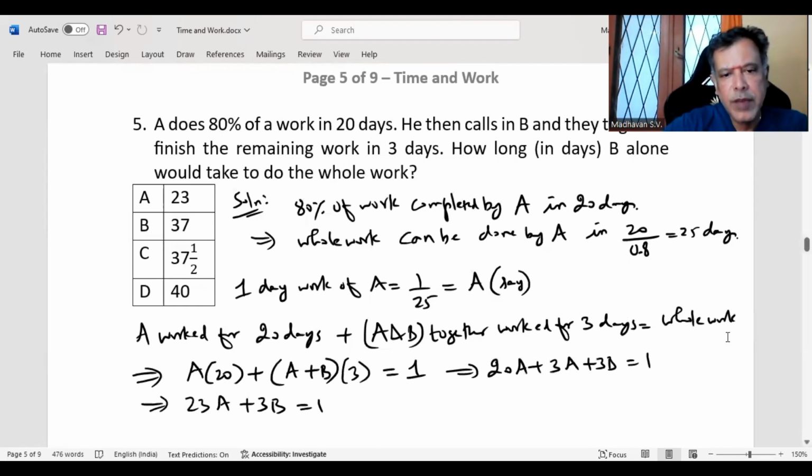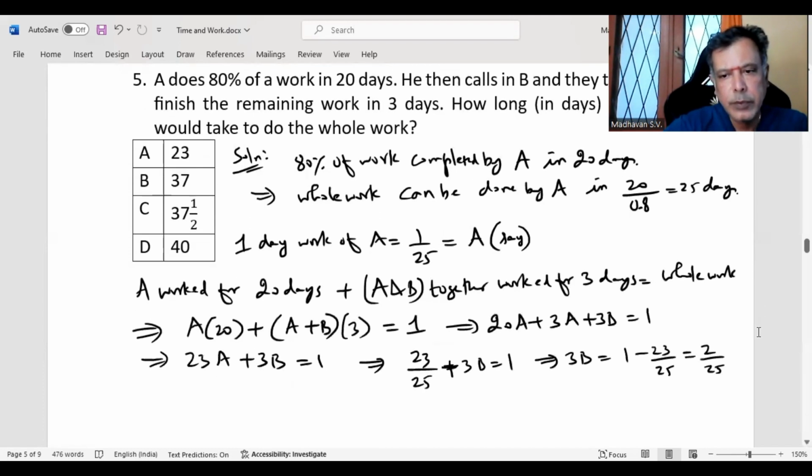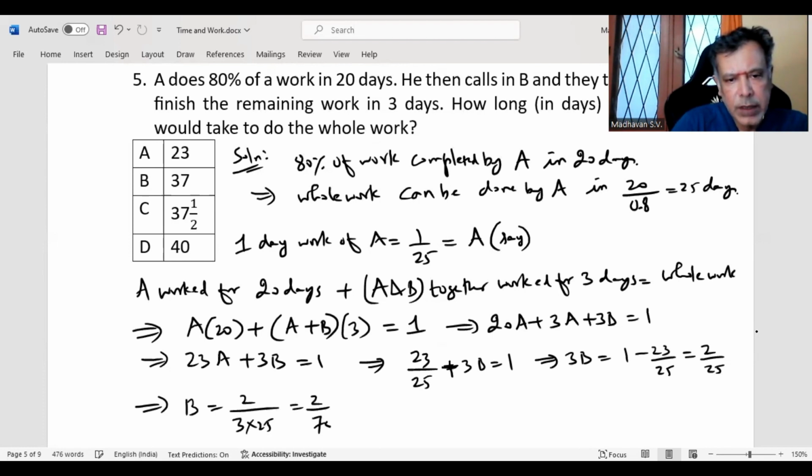Already we have the value of A, which is 1 by 25. Let us substitute. So 23 into 1 by 25 becomes 23 by 25 plus 3B equal to 1, which means 3B is 1 minus 23 by 25. That will work out to 2 by 25. Which means our B will be 2 divided by 3 into 25, which is nothing but 2 by 75. This is B's 1 day work.